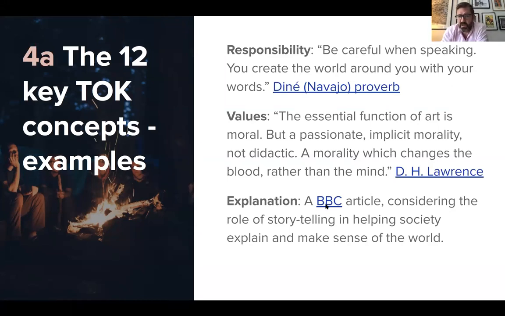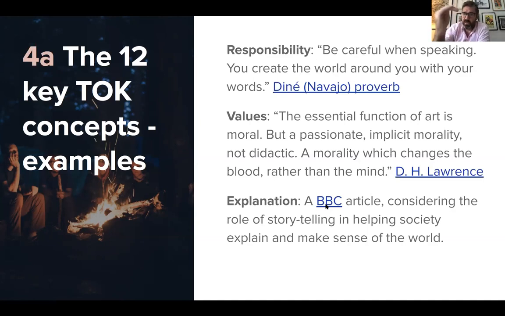You can follow this article, but this is a lovely little article by the BBC about how in every society, in every culture, storytelling plays a central role in helping us to make sense of the world via fictional tales. Is this a valid way of explaining what's going on, or because it's fictional, does that undermine it? Again, a great point for discussion.